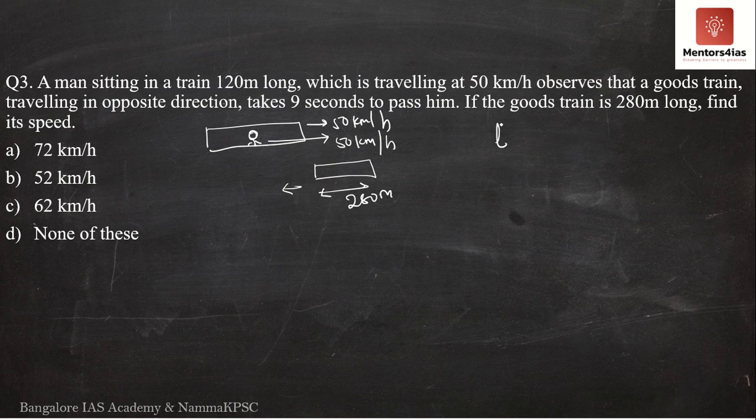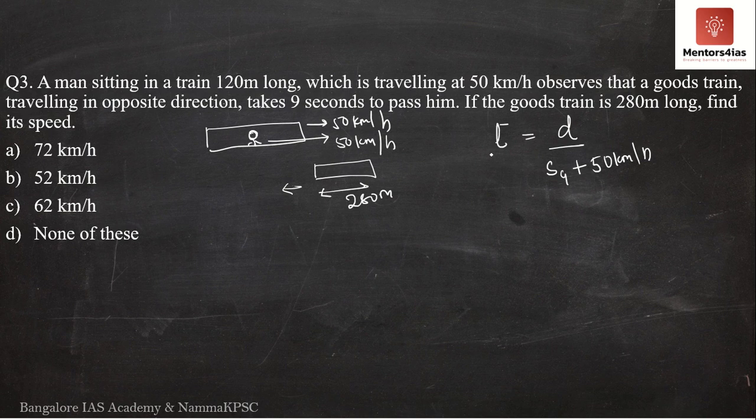We know that whenever we have two entities moving in opposite directions, time is equal to distance divided by the speed. Since they are moving in opposite directions, we have to take the sum of the speeds. We'll take the speed of the goods train, that is SG, which we have to find out, plus 50 kilometers per hour, which we already know. My mistake earlier, it is the sum, not the difference.